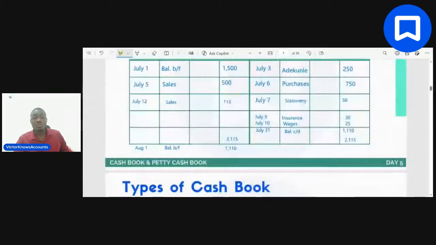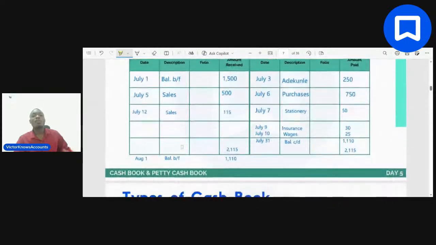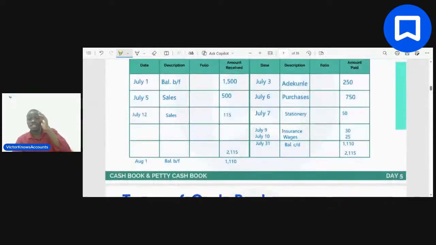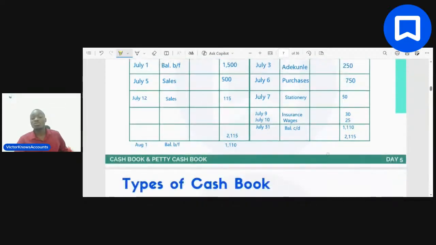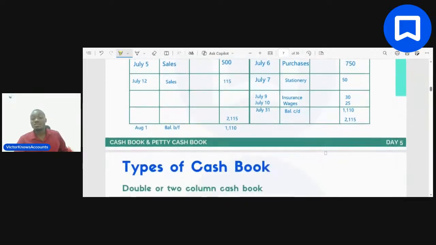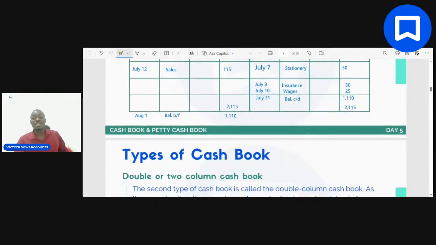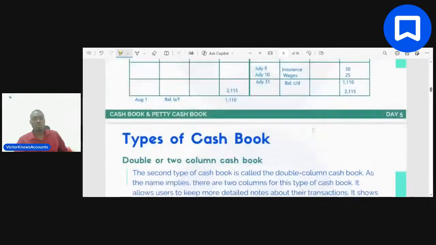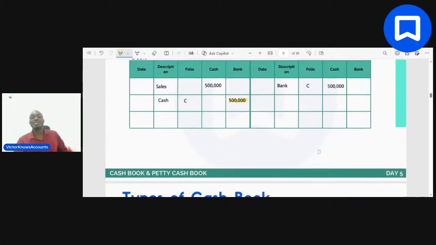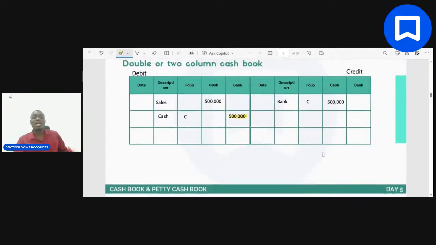Once your balance brought forward is on the debit side, that's a debit balance. But for a bank overdraft, it means that your balance carried down will be on the debit side. Then by the time you want to bring it forward, you have it on the credit side. That's a bank column. Sorry, that's an overdraft. And what does that mean?